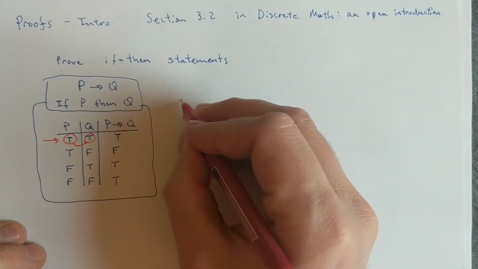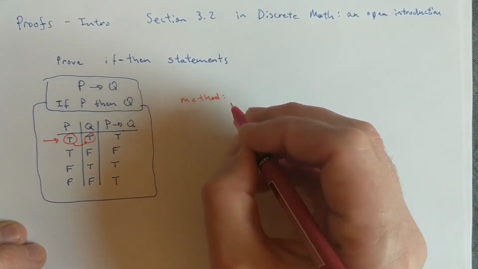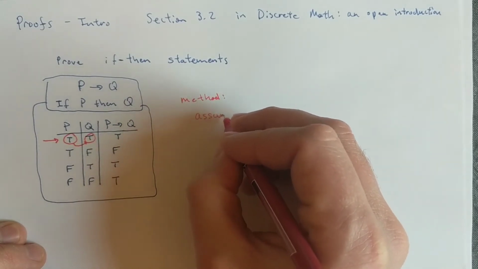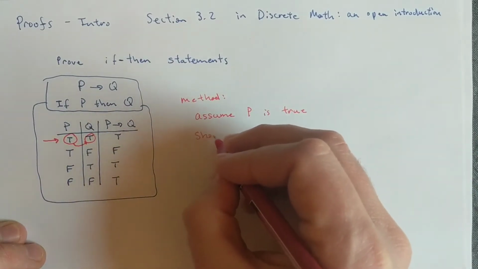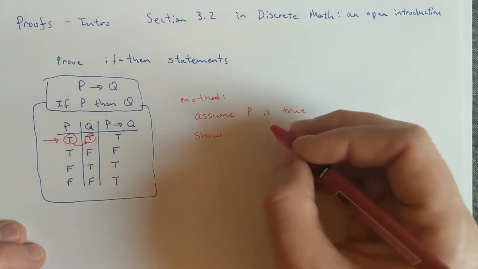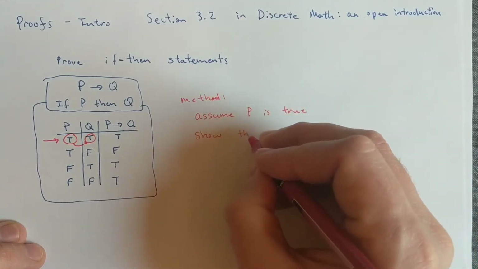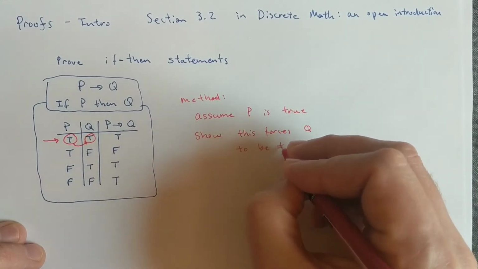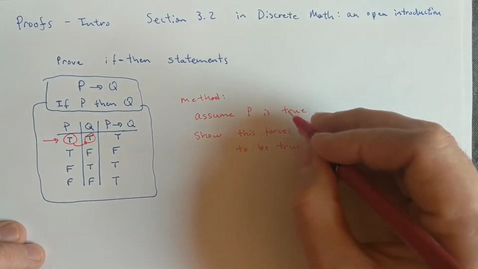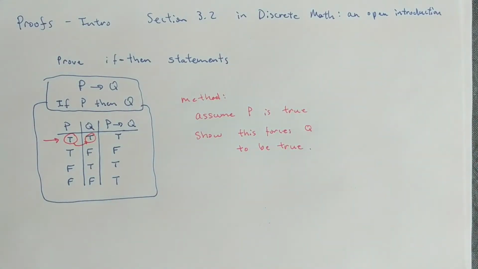So the general method here is: assume P is true, and then show, in the event that P is true, this forces Q to be true. And all the work happens in between these two things, in between our assumption and our conclusion, which we hope is logically sound and says that Q is true. And so what happens in between this? How do we show that Q is true?